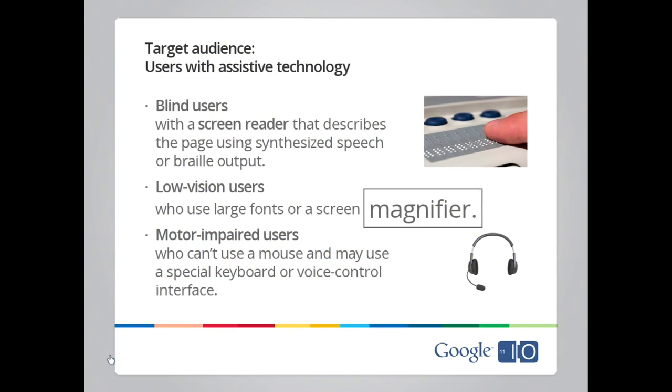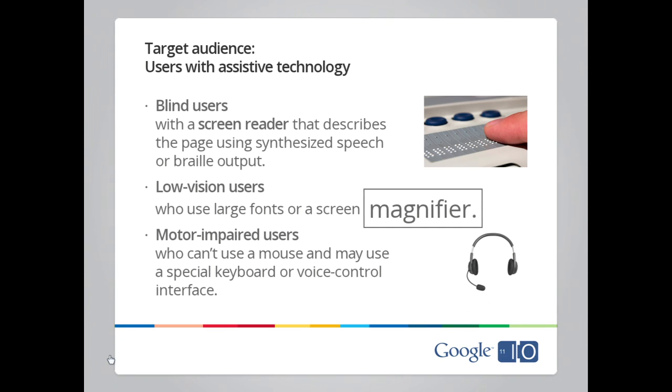So who are the users that we're talking about during this talk? We're going to be addressing three broad groups of users during this talk: blind users, users with low vision, and users who are motor impaired and can't use a mouse. We're going to be talking about these three groups of users, even though there are lots of other users with different disabilities that also affect how they'll use our apps.